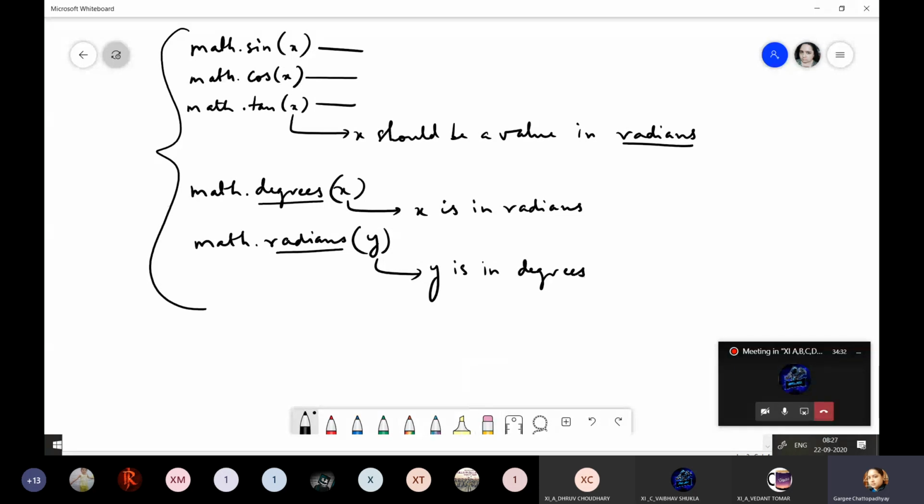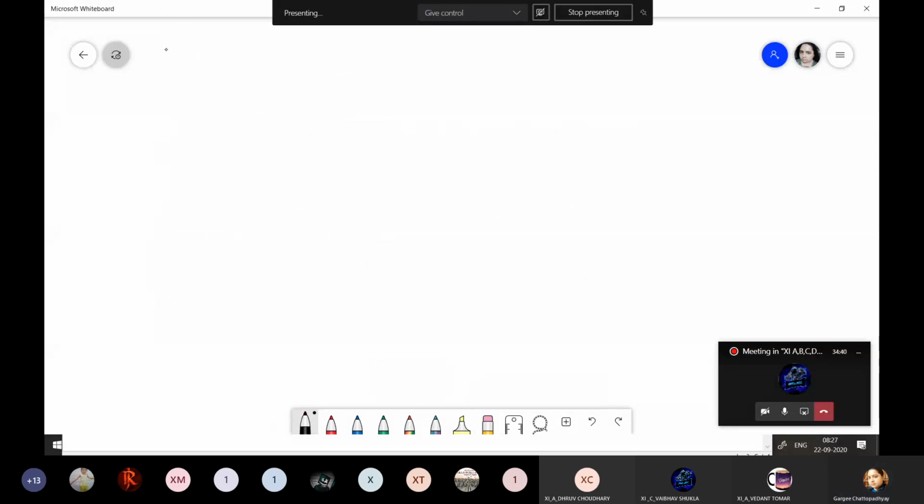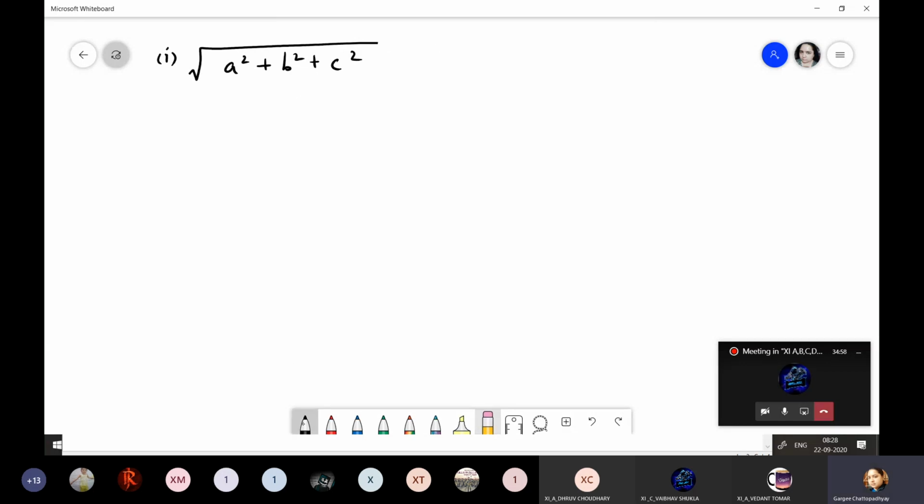Now what we are going to do is solve some exercises. We will be converting some mathematical expressions into Python expressions. Let's see how we can do that. So you have one expression as this. How will you express this expression in the form of a Python expression? You can see there is a square root, so I can use math.sqrt.